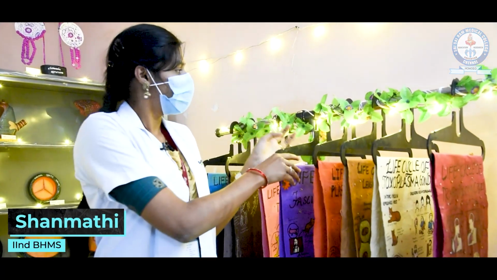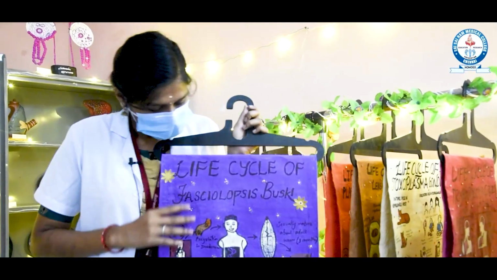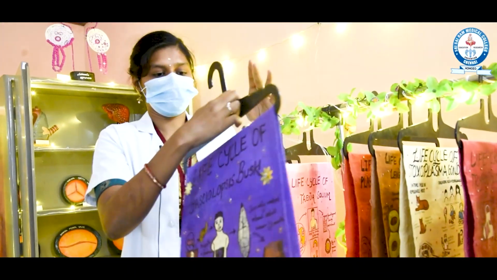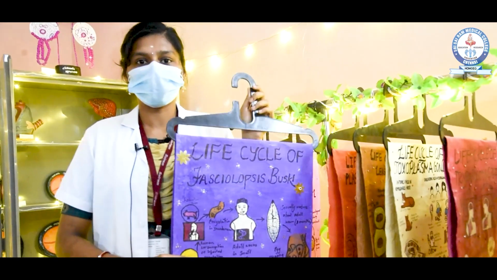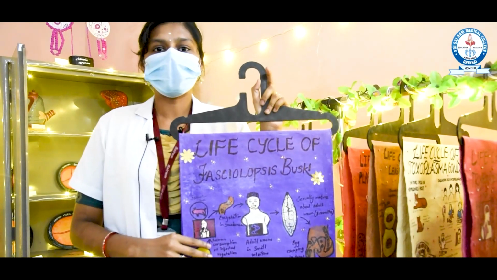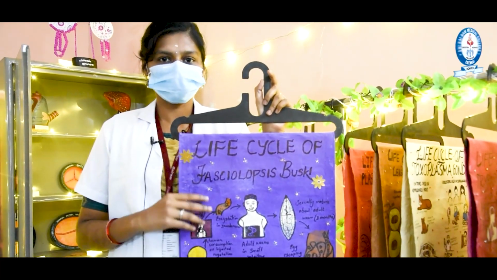I am Shanmati. I am going to explain about the life cycle of Fasciolopsis buski, its organism characteristics, pathogenesis, and clinical features. First, it is the largest trematode infecting humans. It is also called the giant intestinal fluke. In India, it occurs in Assam and West Bengal.